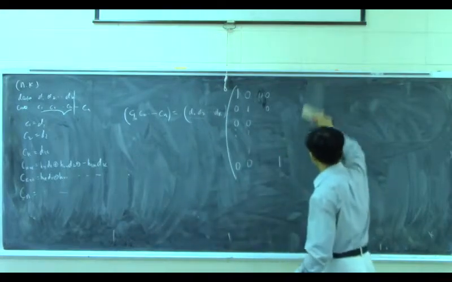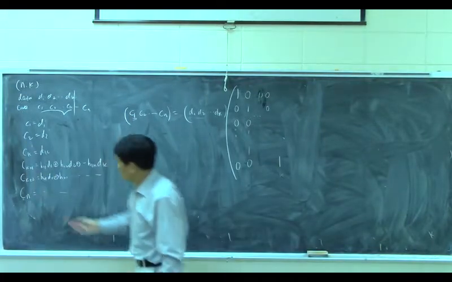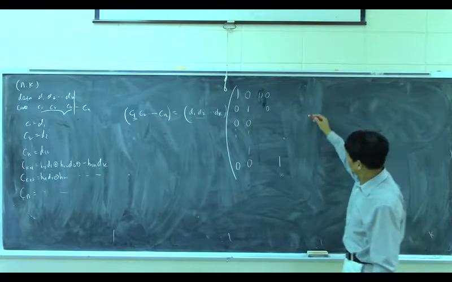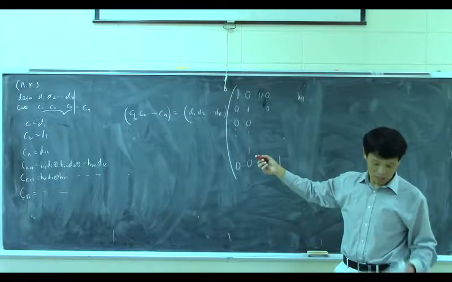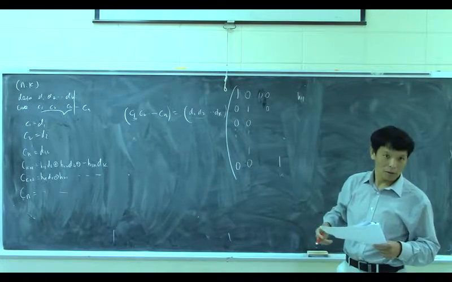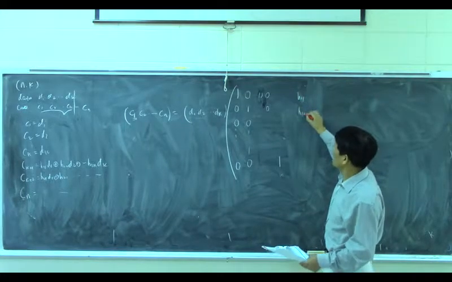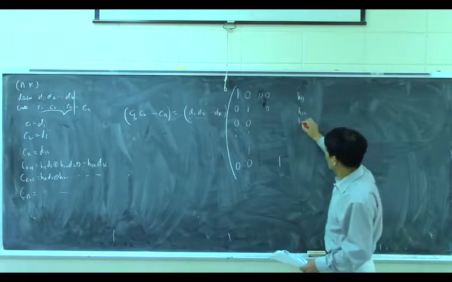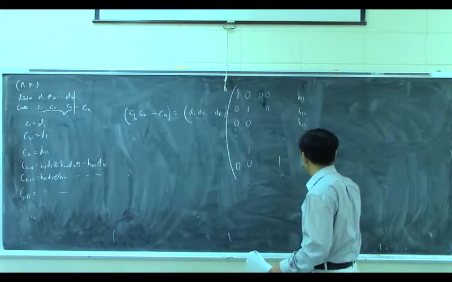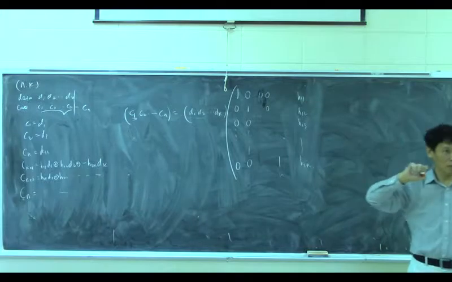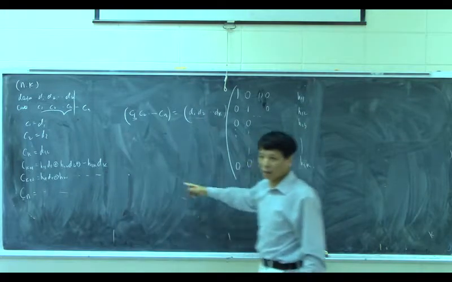What's the next one? What is the C for this one? That one will equal H11 times D1. Then, do we have D2? H12 times D2. Then H13 times D3. Then the last one is H1K times DK. Make sense? That is from here.